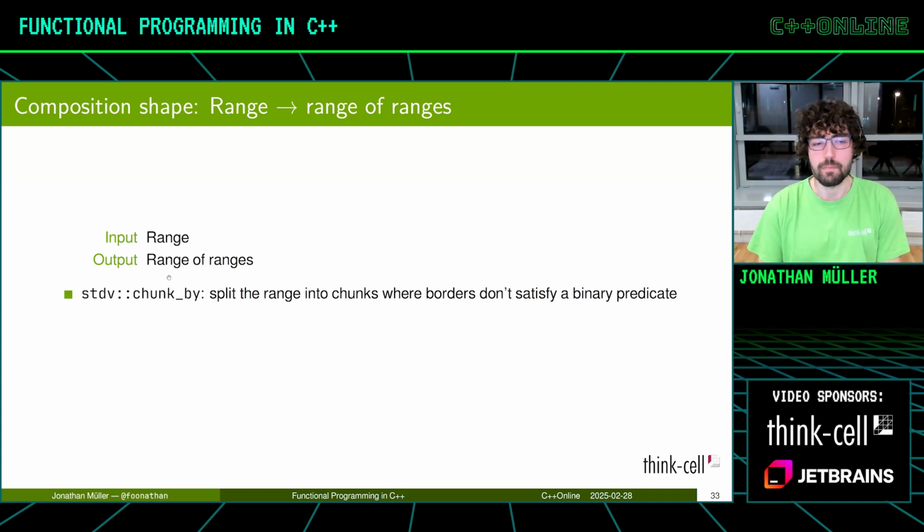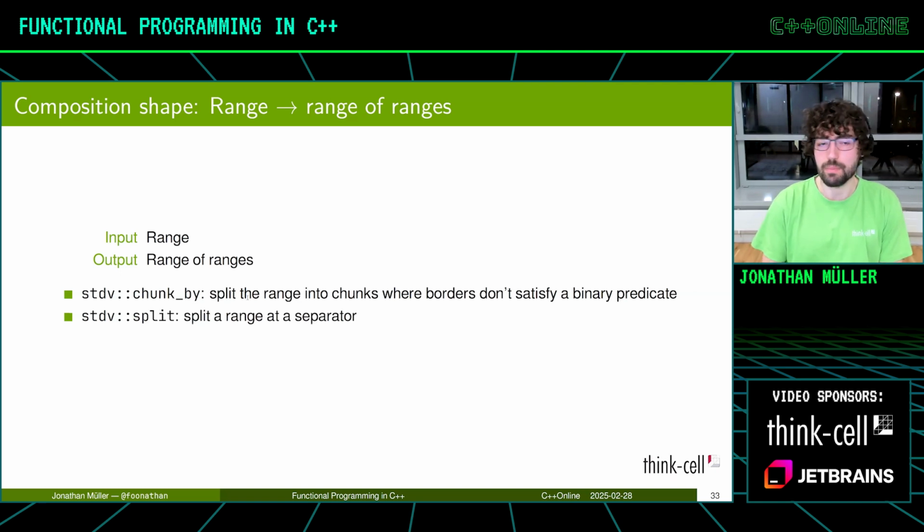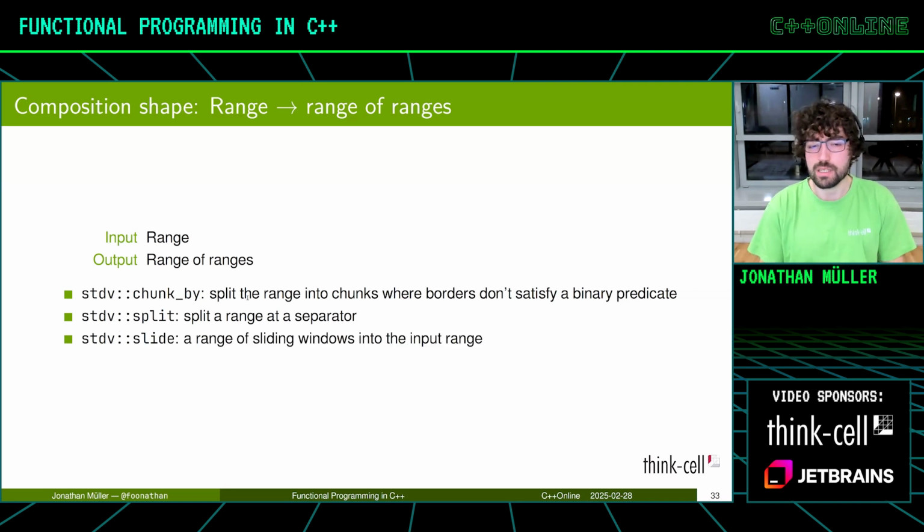So for example, we've got chunk by. This splits the range into chunks where borders don't satisfy a binary predicate. Then we've got split. This splits the range at a separator, so you can take a range of characters and split them at spaces, and then you've got a range of words. And then we also got slide. This is simply a range of sliding windows.